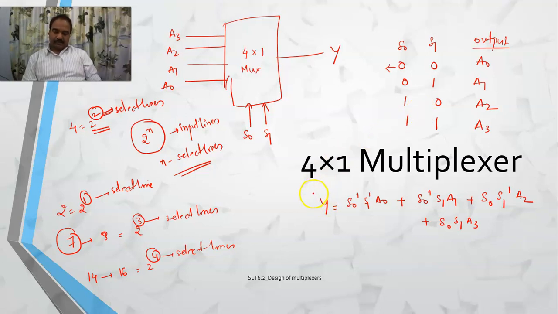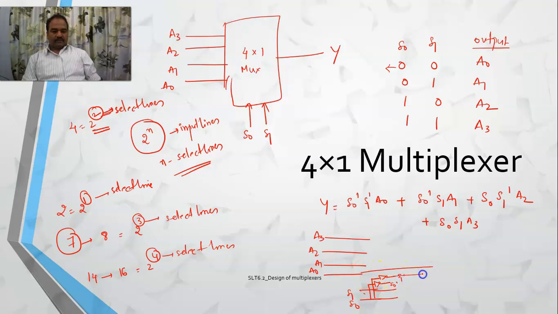Now, if I want to realize it using logic gates, how many inputs do I have? Literally, I do have 4 inputs and 2 select lines, right? So what am I supposed to do? 1, 2, 3, 4, and I do have 2 separate things. One is S0, the other one is S1. This is A0, A1, A2, and A3. So how will I do that? The first one is S0 dash, S1 dash, A0. For each of these, this is S0 dash, and this is S1 dash. So the first one is S0 dash, S1 dash, A0.